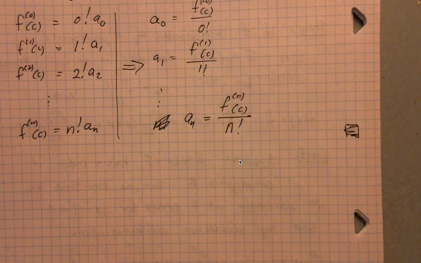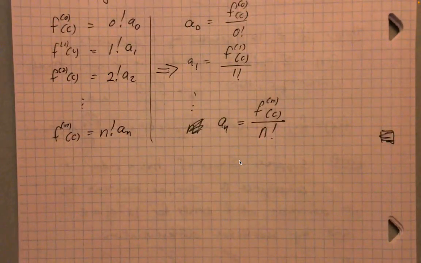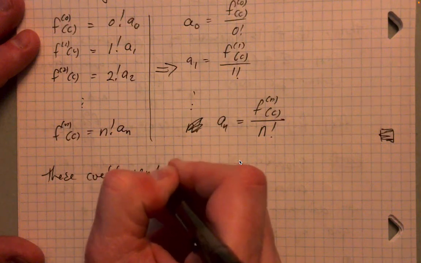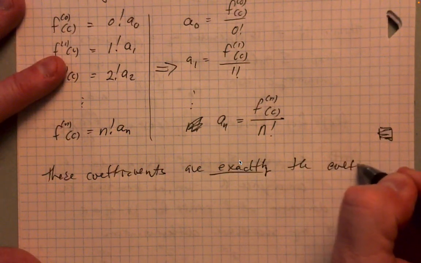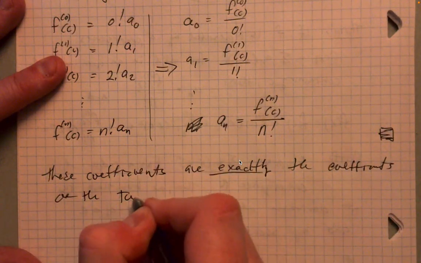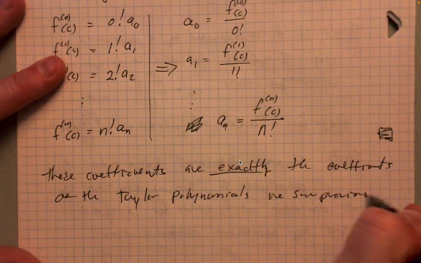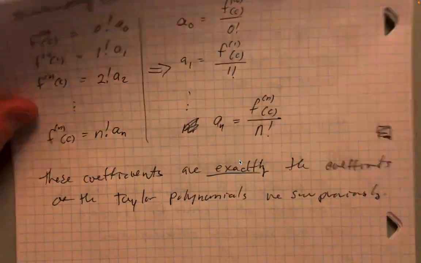Okay, all right, so this is important. Notice that these coefficients of the power series are exactly the coefficients of the Taylor polynomials for f centered at c. We defined this previously. So these coefficients are exactly the coefficients of the Taylor polynomials we saw previously, and that leads us to the definition of the Taylor series.